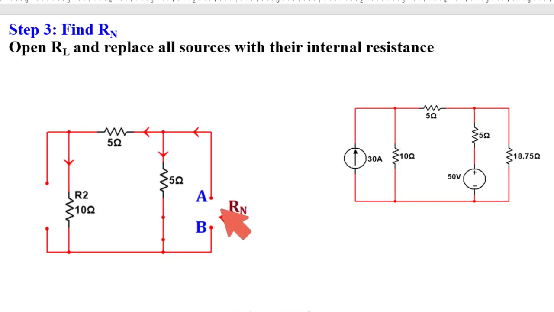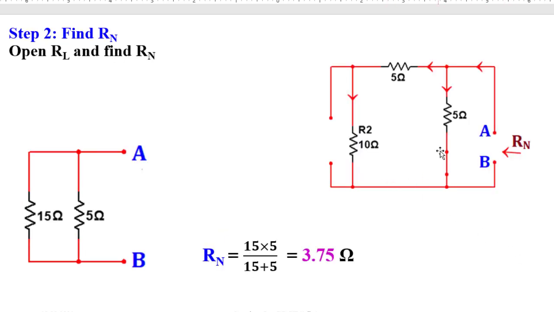Now if we look from this terminal through A and B, whatever the equivalent resistance we will get, that is the Norton resistance. Now see here, this 5 ohm and 10 ohm are in series. Equivalent of these two is in parallel with 5 ohm. If we cannot understand, then this circuit can be redrawn in an easier way.